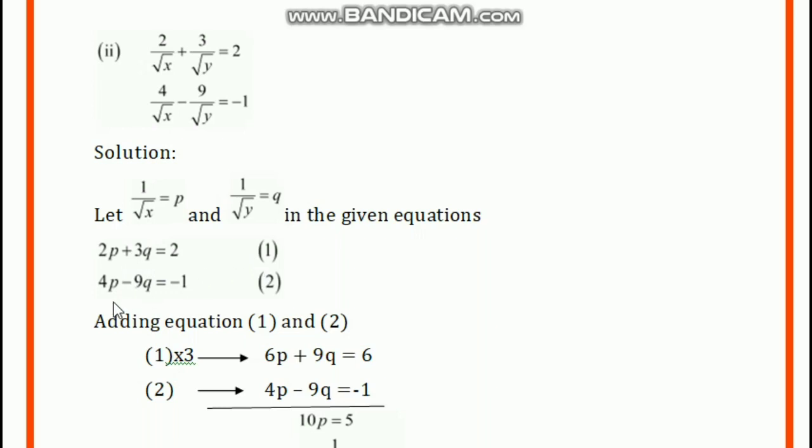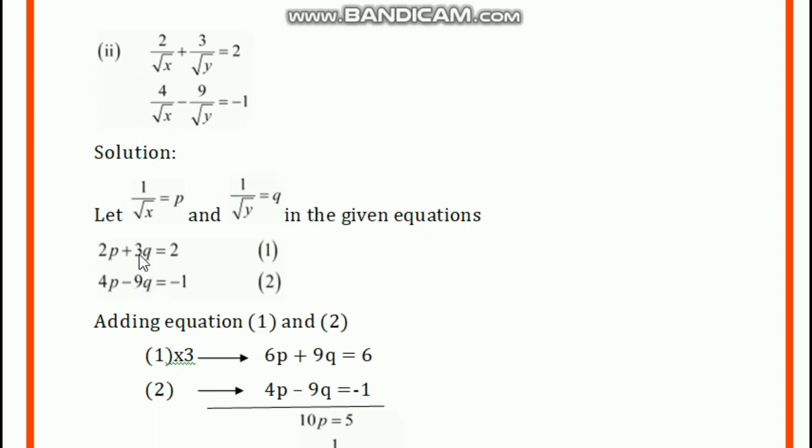That is the first equation. And what is the second equation? 4 divided by square root of x, 1 by square root of x is p. 1 divided by square root of y is q. So 4p minus 9q equal to minus 1. Okay. Here I am going to use the elimination method. Okay, students, you can use any other method. No problem. So here I am going to eliminate q. So the first equation consists of plus 3q, the second equation consists of minus 9q.